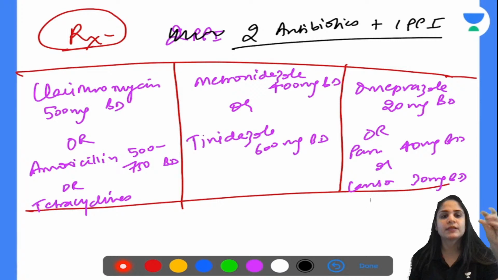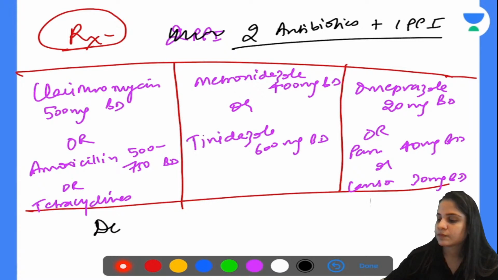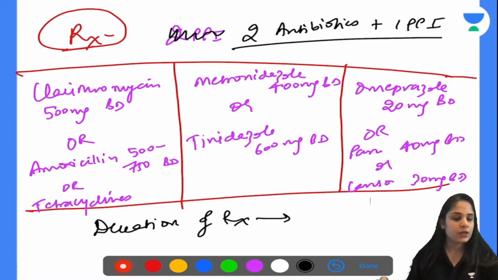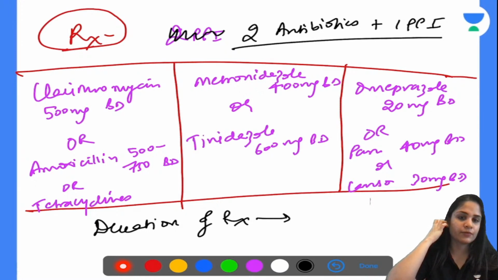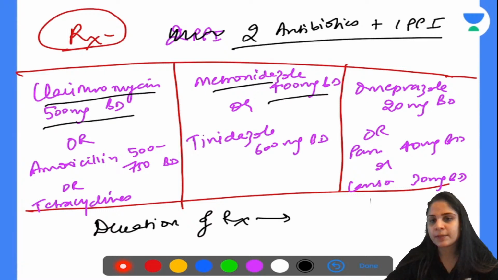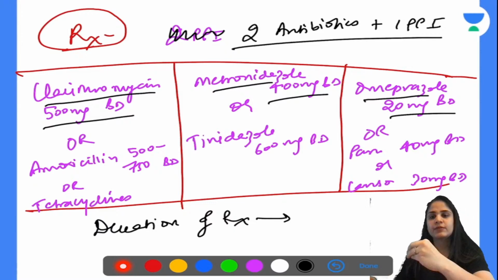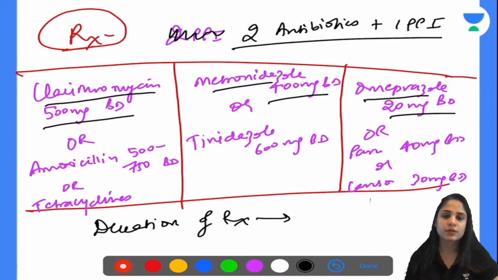That is our triple therapy for H. pylori infection. The question asked in the exam is, what is the duration of therapy? Anyone, what is the duration of therapy? So suppose I want to treat someone for H. pylori infection, I can give them clarithromycin 500 BD plus metronidazole 400 BD plus omeprazole 20 mg BD. Okay, so similarly take one antibiotic from the first group, one antibiotic from the second group and a PPI from the third group. All right.